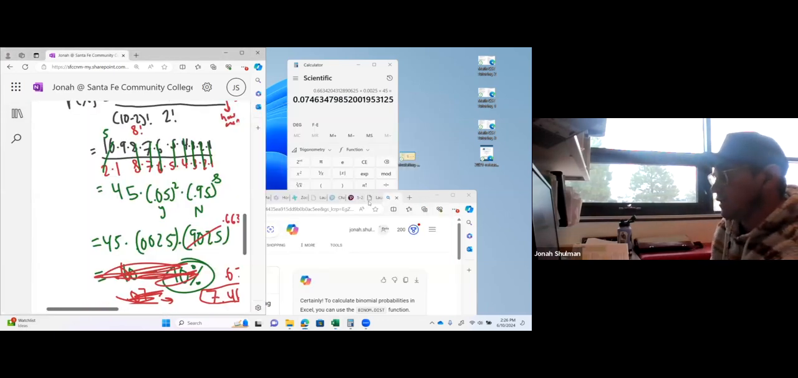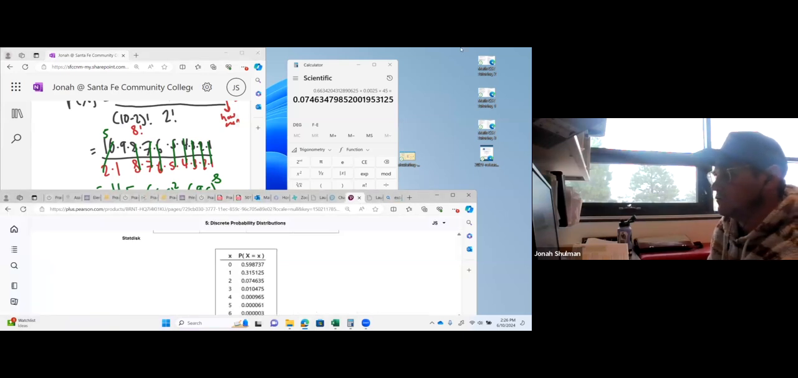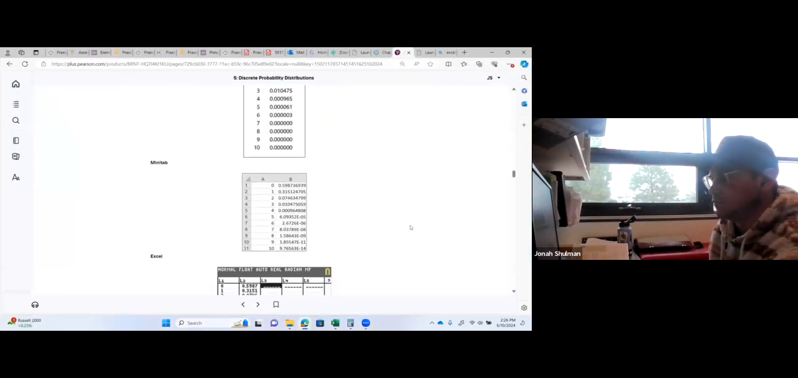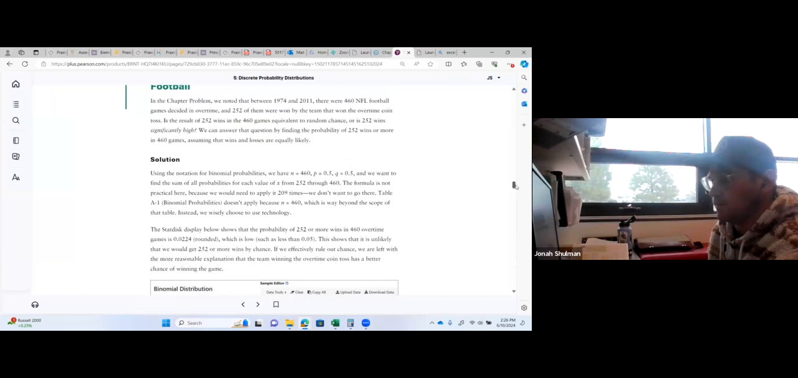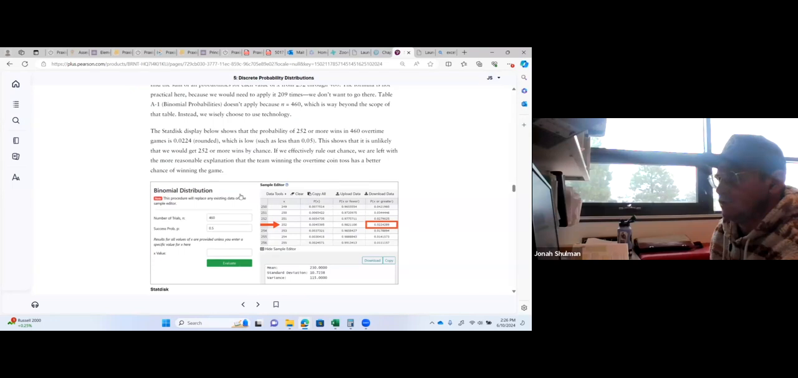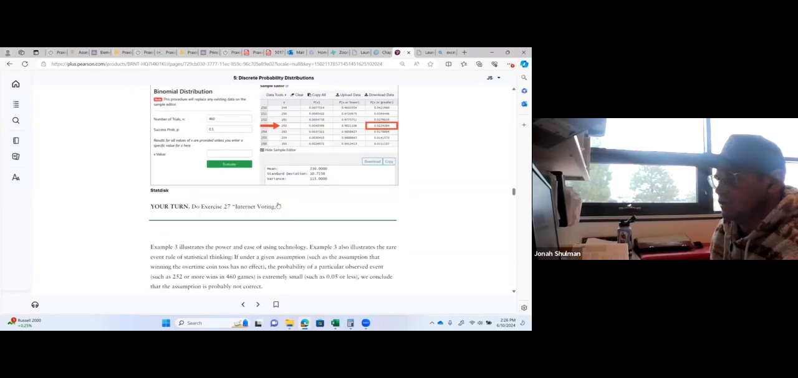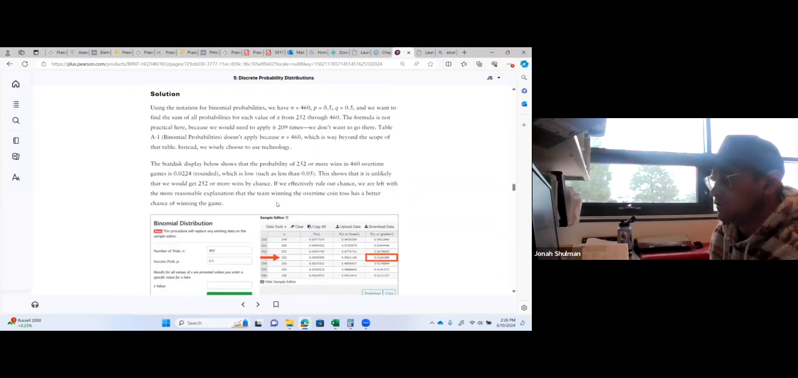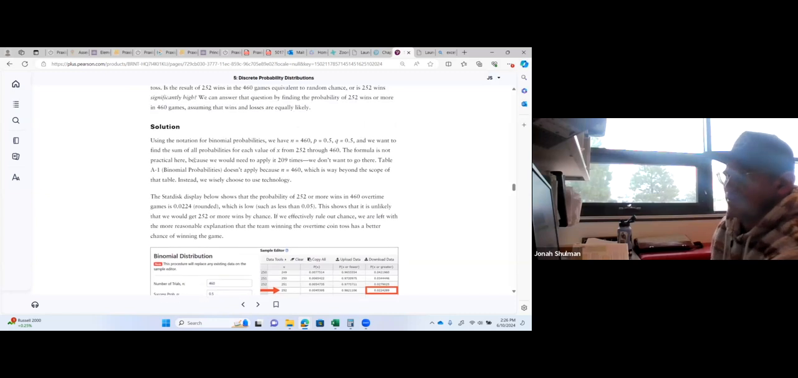All right, I hope that was helpful. All right, let's get back into this book. All right, we've got a football one. All right, let's look at this choice, right? I wish we had one of these sample editors. That'd be fun. But we don't need the sample editor. We're smart.